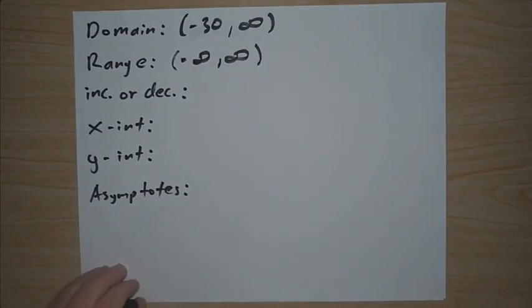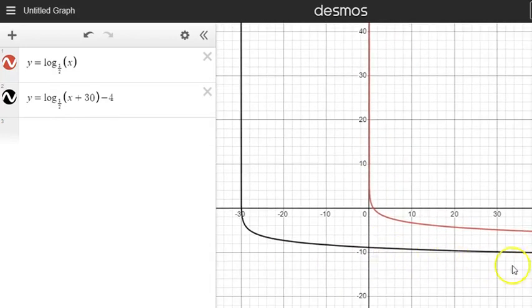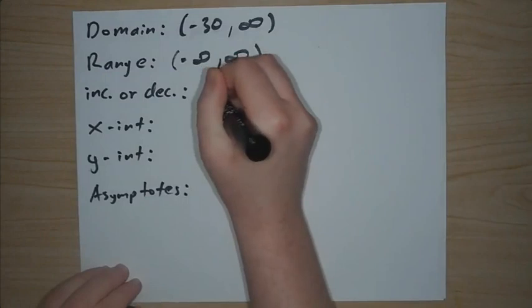Now we need to look at whether it's increasing or decreasing. We see that both our original function and our transformed function are going downward, so they are both decreasing. So our transformed function is decreasing.